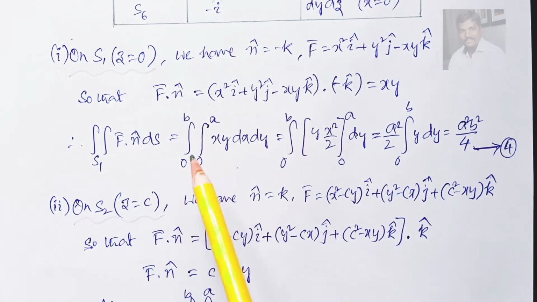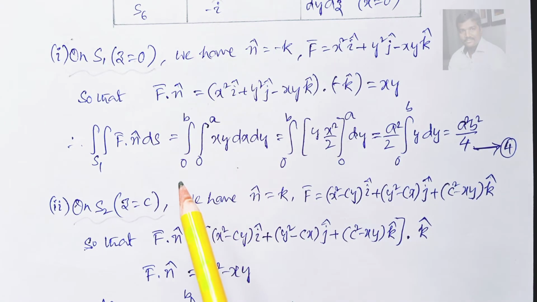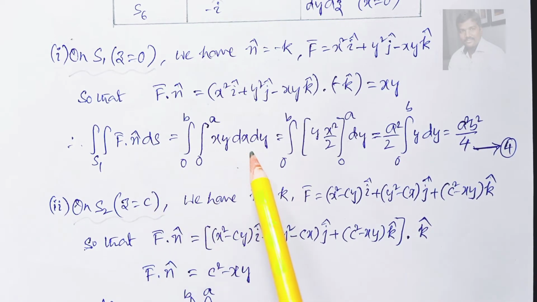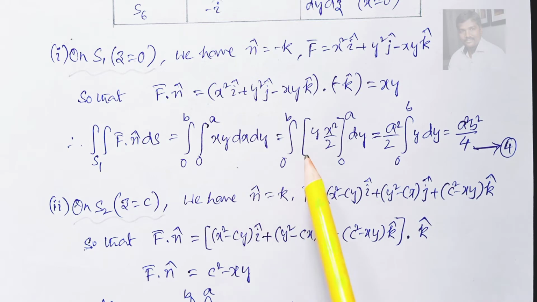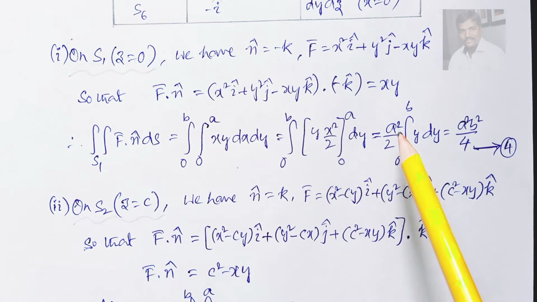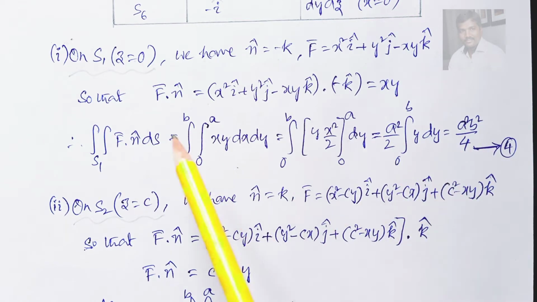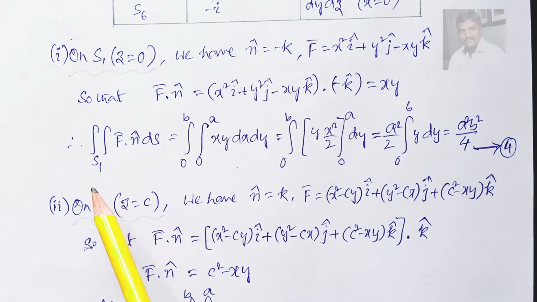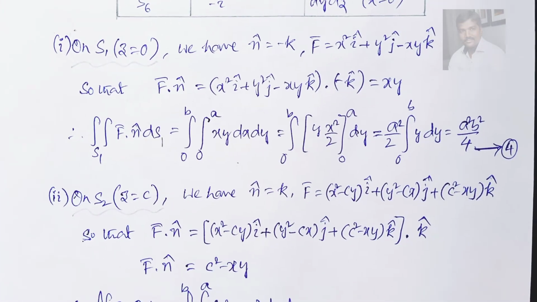Since ds is dx dy, you have to take the x and y limits: x from 0 to a, y from 0 to b. First I did the integration with respect to x, that is x square by 2 into y. Taking the limits, 0 to a, a square by 2, 0 to b, y dy. What is the integration of y? y square by 2. So on S1, the double integral over S1 of f bar dot n cap ds1 is a square b square by 4.